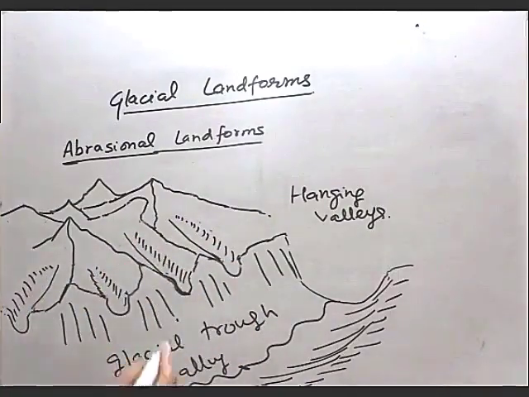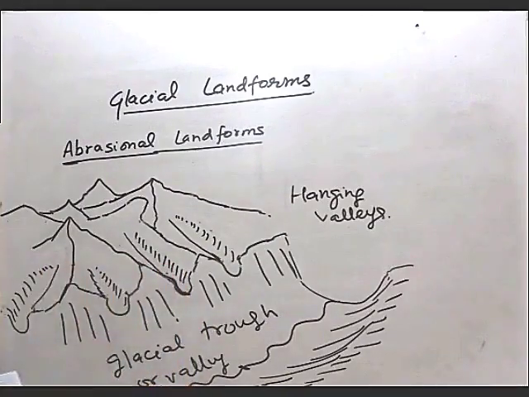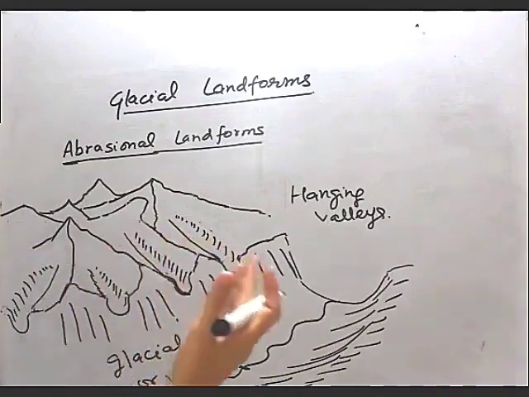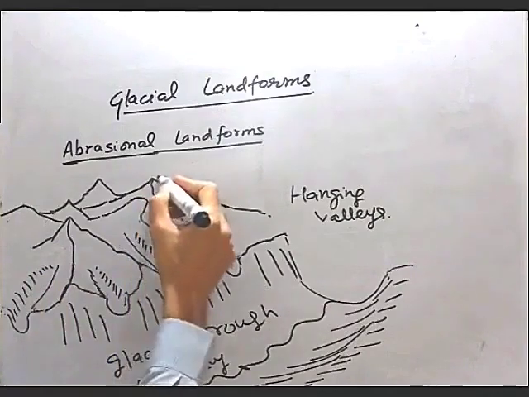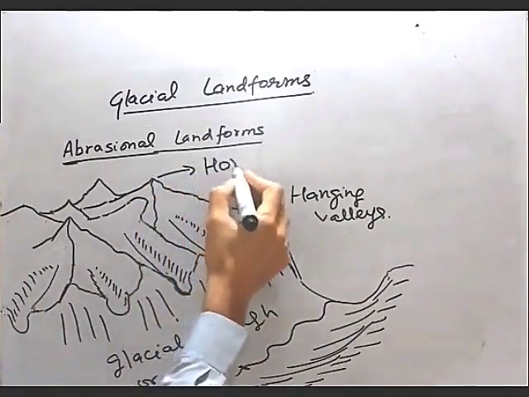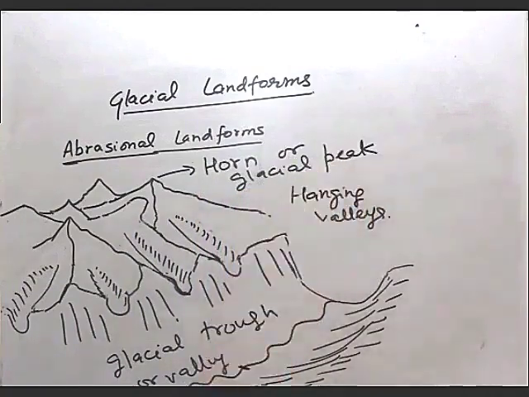And what else we can see here is that there are truncated spurs. Now we have to come to the residual landforms, but because I have drawn the diagram over here, let me explain some of the residual landforms. So this is a horn, this is known as the glacial peak, horn or glacial peak.